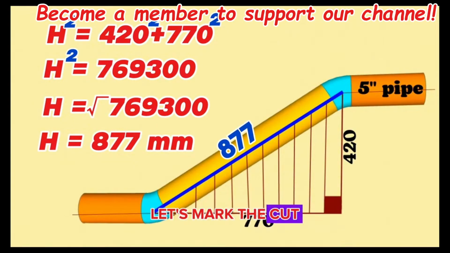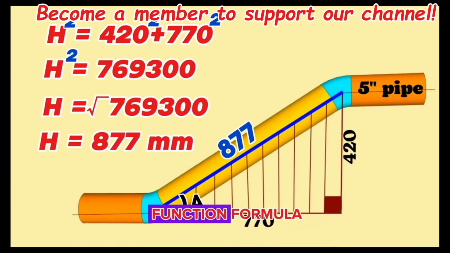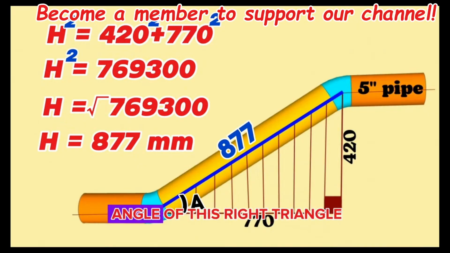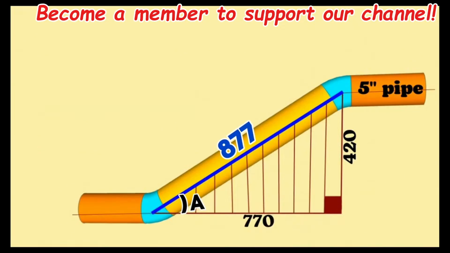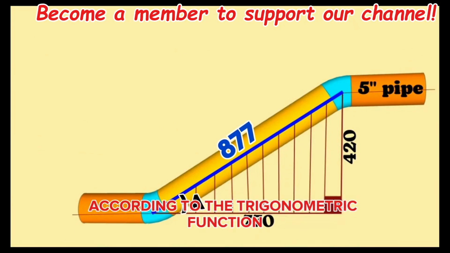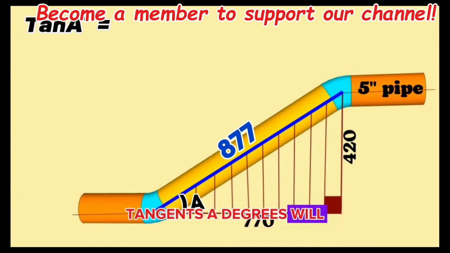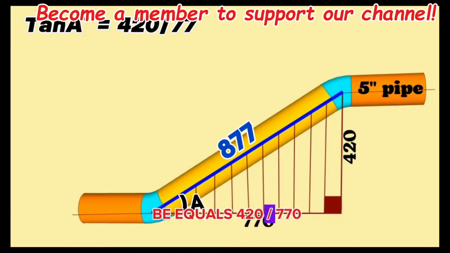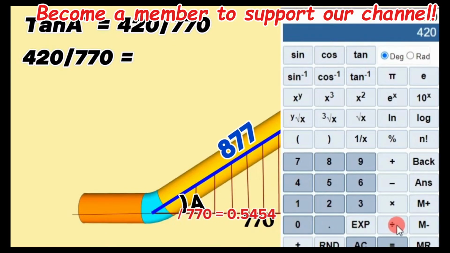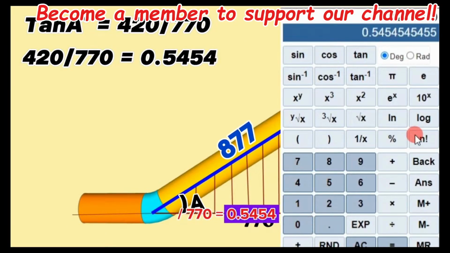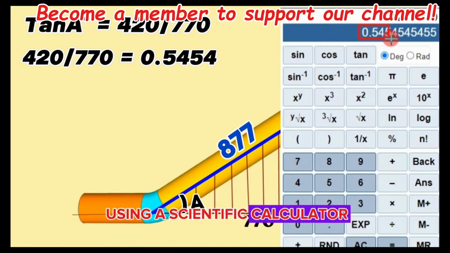Now let's mark the cut angle of the elbow with A and calculate this angle. In such cases, we will use the trigonometric function formula to calculate the acute angle of this right triangle, or the intercept angle of the elbow. According to the trigonometric function, tangent A degrees will be equal to 420 divided by 770. We find that 420 divided by 770 equals 0.5454 using a scientific calculator.